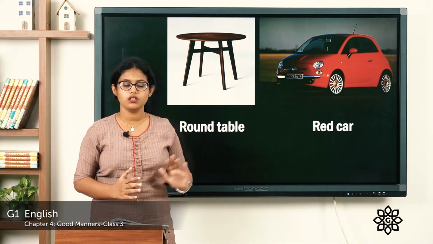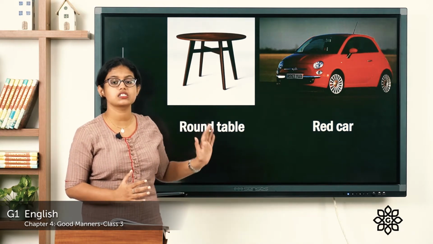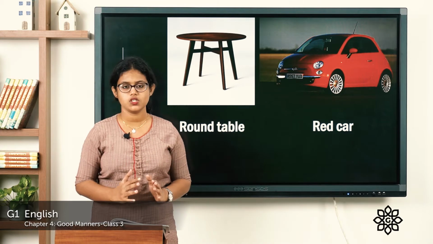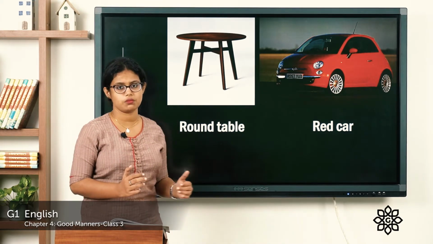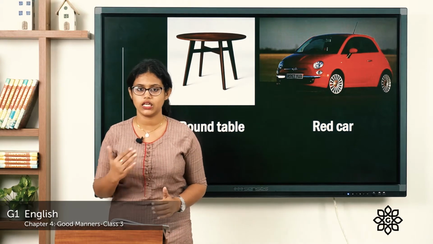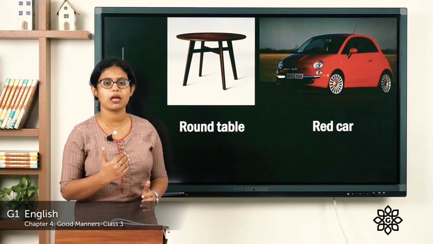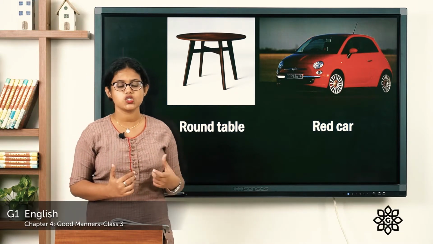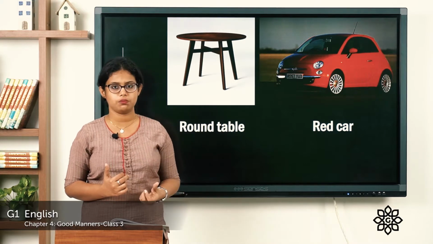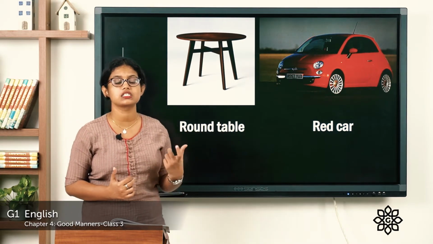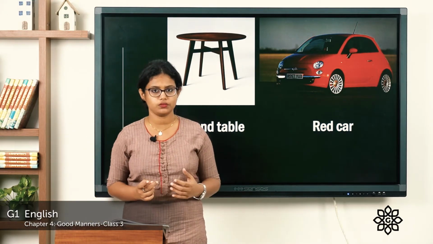Here you can see a picture. What is this? You can see a table here. It is a round table. Which is the naming word here? The naming word here is table. Table is the name of a thing. Which is the describing word here? The describing word here is round. The word round tells the shape of the table. So round is the describing word. Understood?